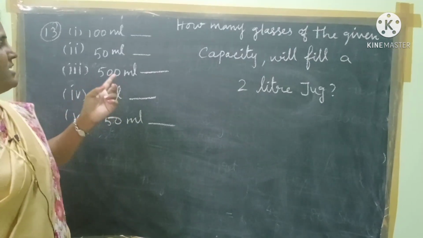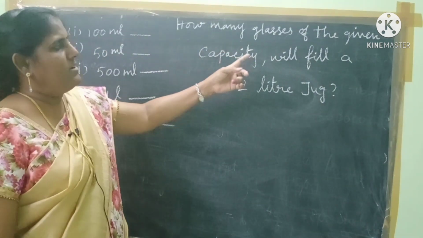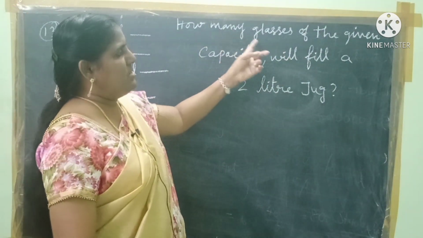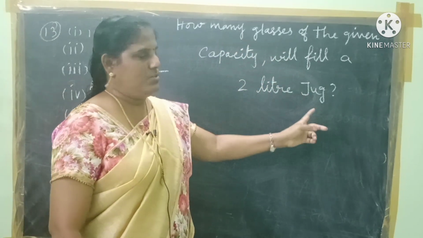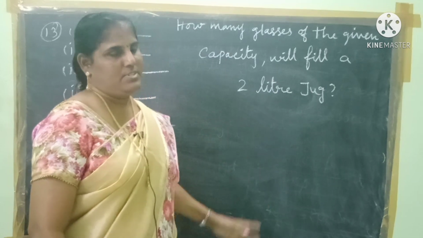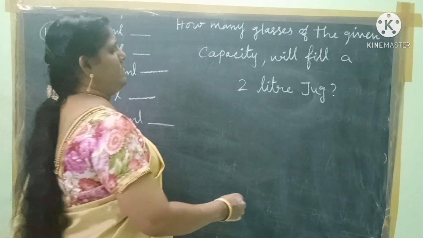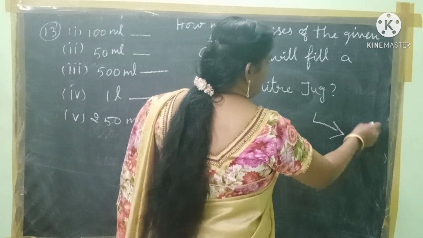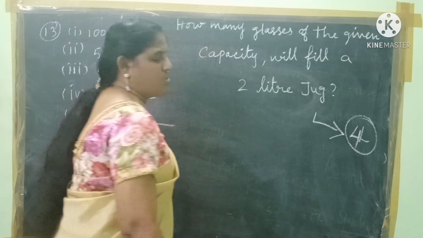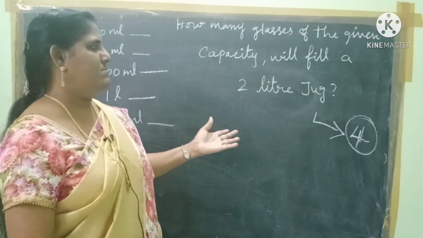Next, see the 13th one. How many glasses of the given capacity will fill a 2 liter jug? So this is the homework sum, the fourth homework. Homework number 4th one, homework sum. So I am going to explain how to do the sums.